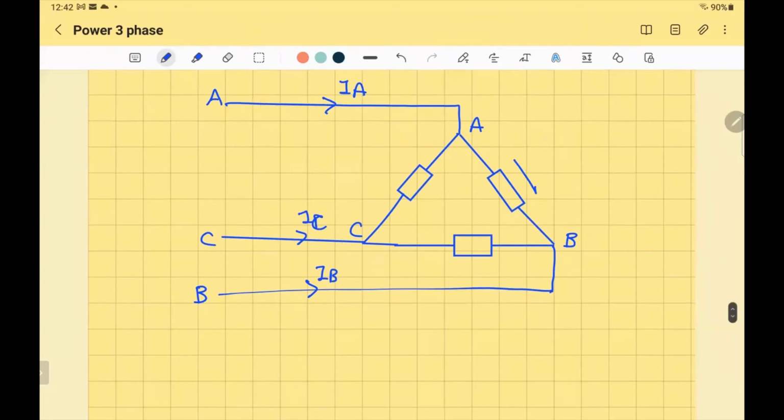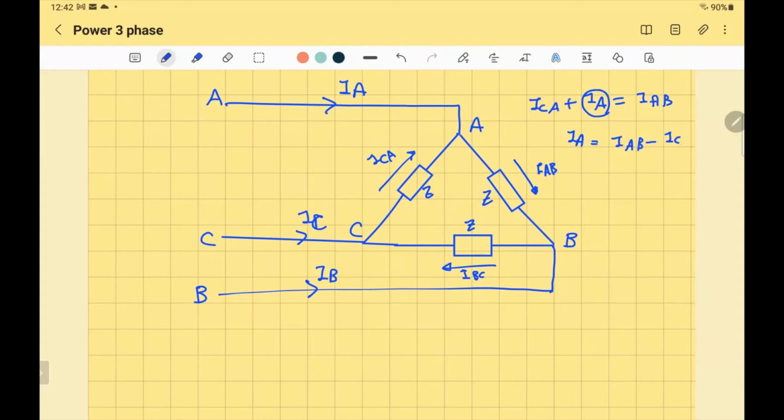The same sequence of current. Of course, we'll assume that the Z impedances are equal. So you have the currents here, IAB, IBC, the same as we did in the source. But what's the difference? The difference between load and source is that the current is going in. So it will change the equation. Now we have ICA and IA going in, and the out is IAB. You want to find IA, so IA will be equal to IAB minus ICA.